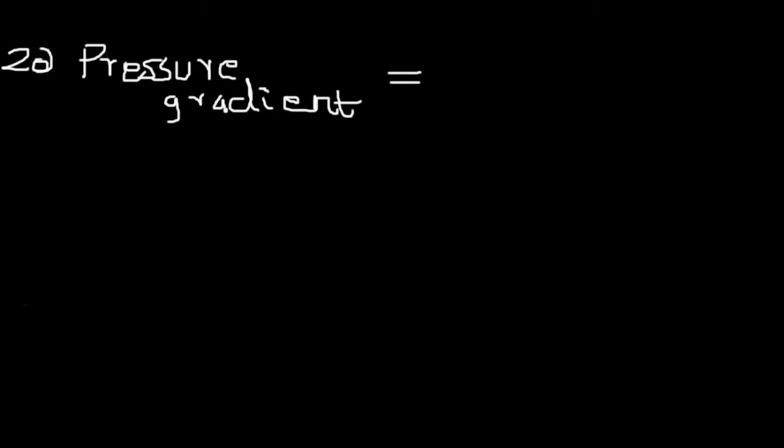The next one is pressure gradient. So that is pressure divided by length, since gradient is nothing but length.